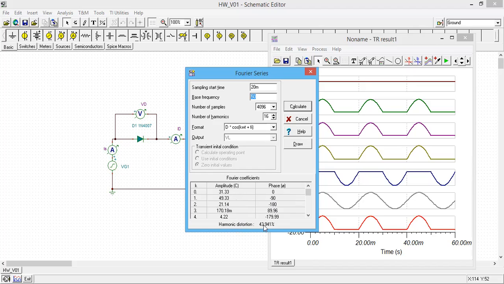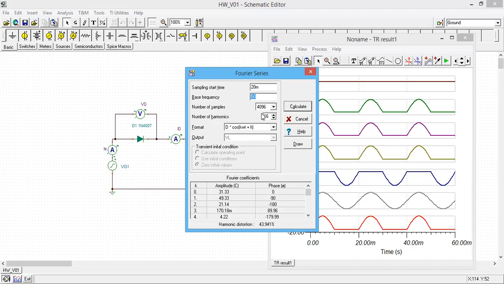And the total harmonic distortion is 43.941%. If you are not familiar with total harmonic distortion, go and see the definition in the inverter lectures, single phase inverters, where I have discussed what the total harmonic distortion is. So it can be found from the simulation pretty easily this way.